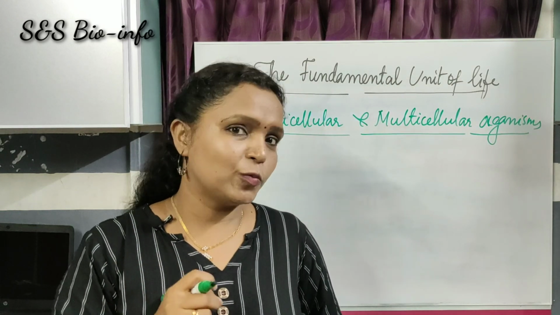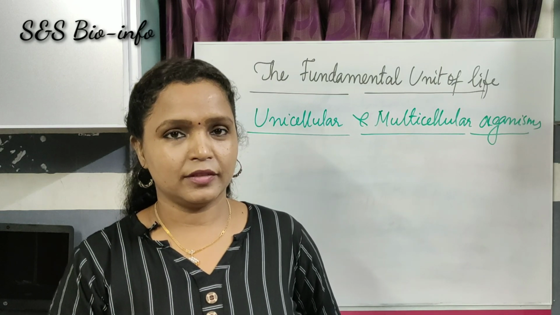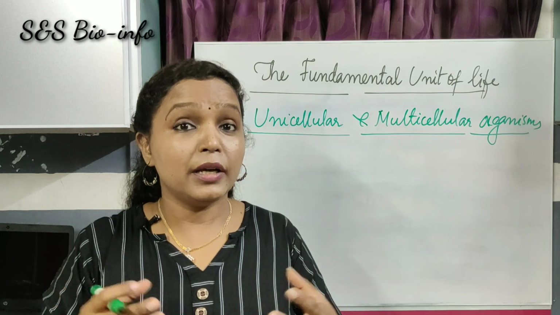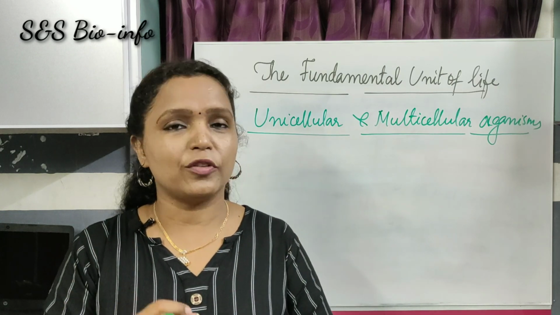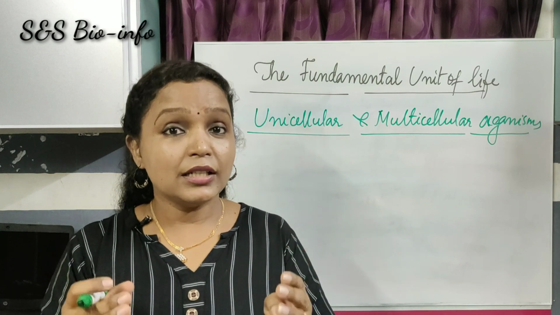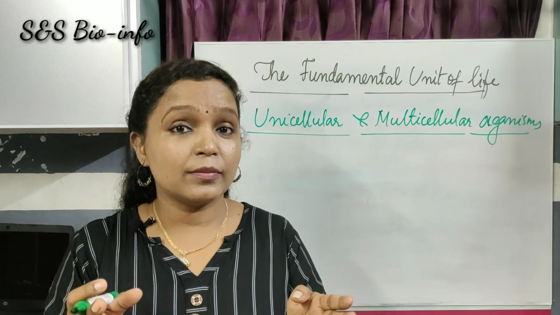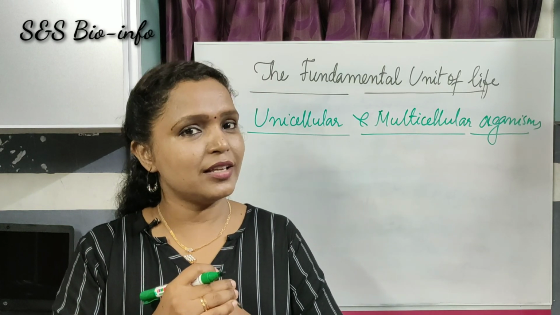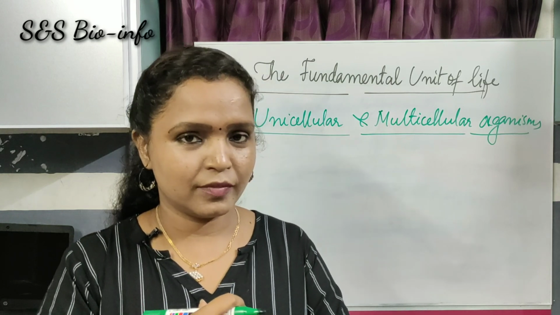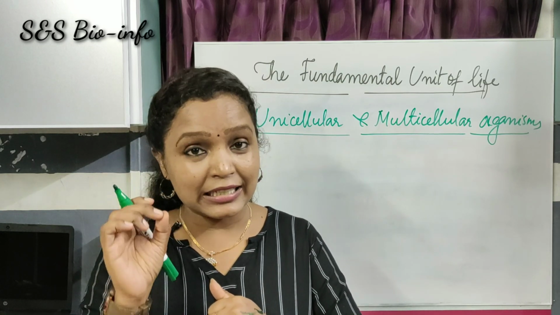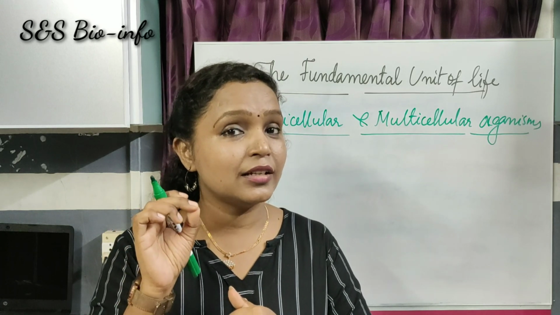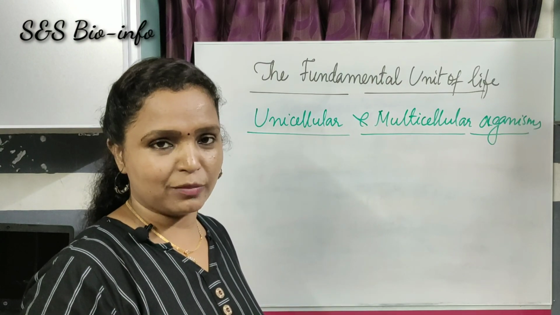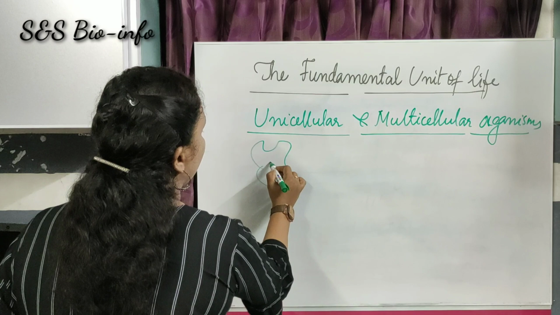The electron microscope was discovered in 1940. After the discovery of the electron microscope, scientists could observe many single-celled organisms with the help of the microscope. Single-celled organisms means the organism that is made up of one cell. Such organisms are known as unicellular organisms. For example, amoeba, paramecium, chlamydomonas.